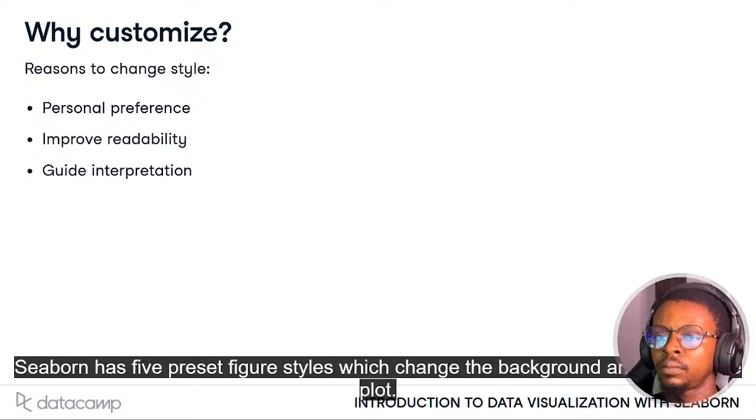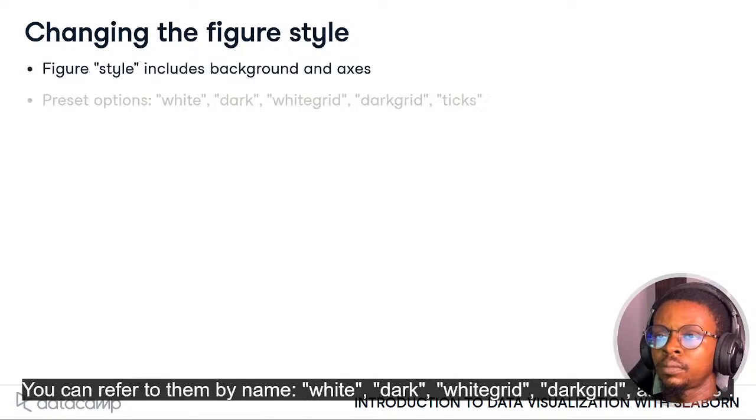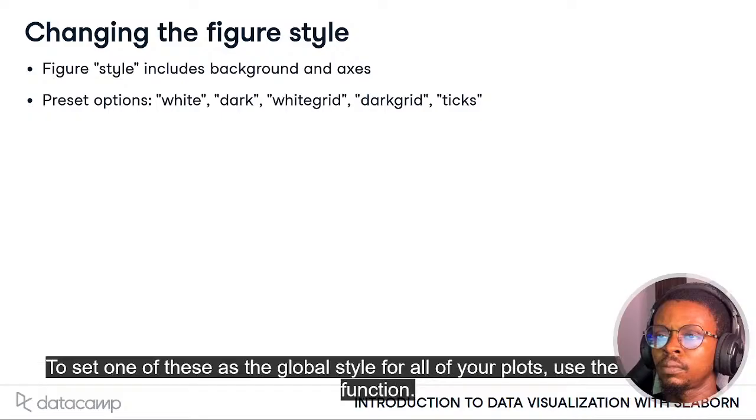Seaborn has 5 preset figure styles which change the background and axes of the plot. You can refer to them by name: white, dark, white grid, dark grid, and ticks. To set one of these as the global style for all of your plots, use the set style function.